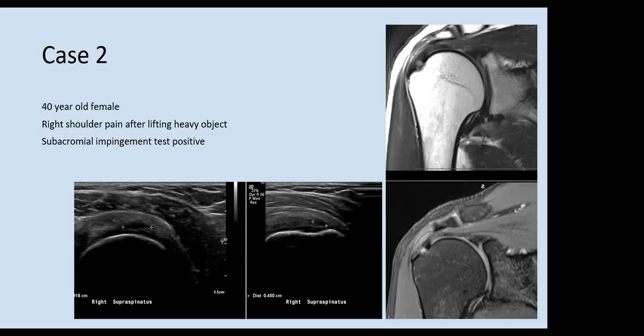40-year-old female, right shoulder pain, lifting heavy objects, subacromial impingement test positive.